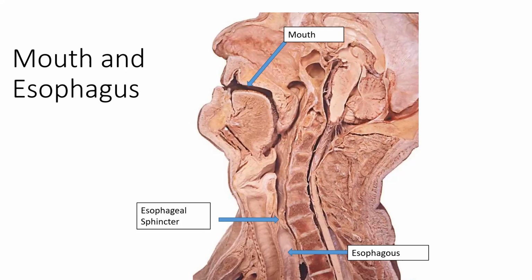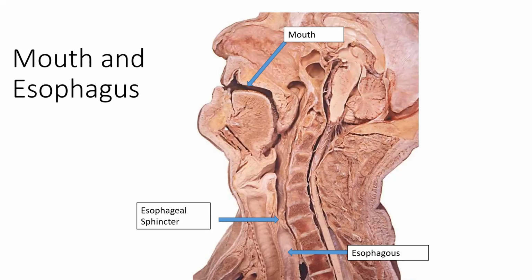The third thing that happens is the esophageal sphincter opens up. Normally our esophagus is closed, because when we breathe in air, we don't want to send air to our stomach. We want to send air down our trachea to our lungs. If we breathe in air and it goes into our stomach, it gets bloated. So we keep the esophagus closed.